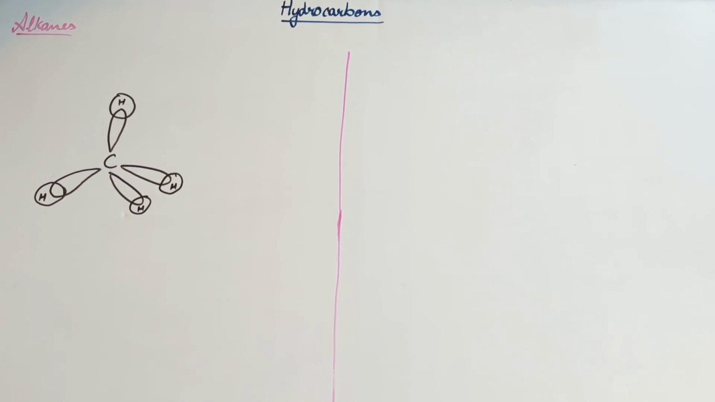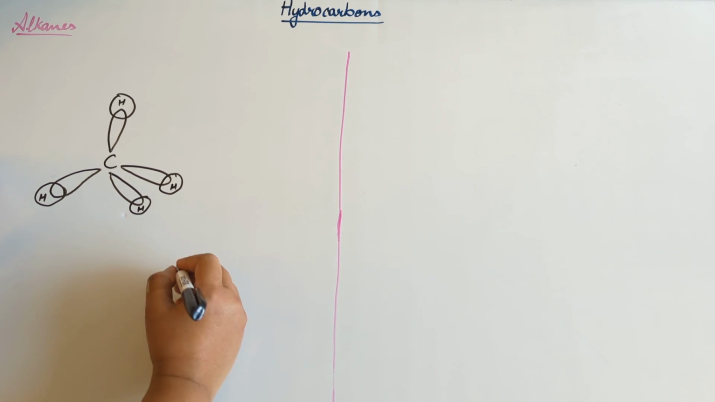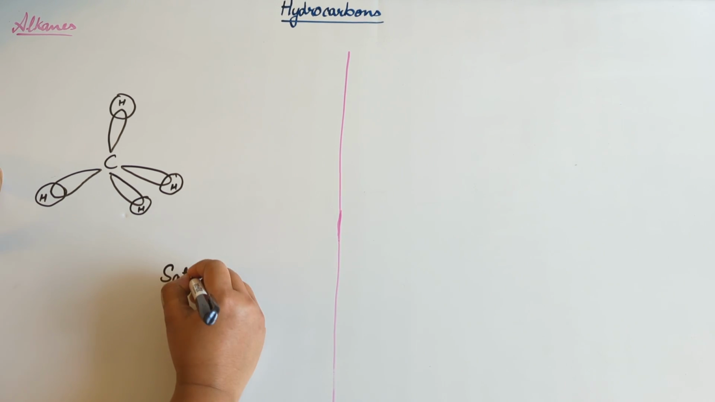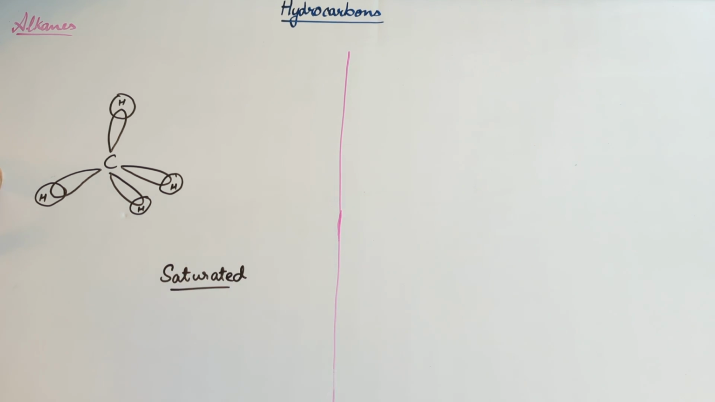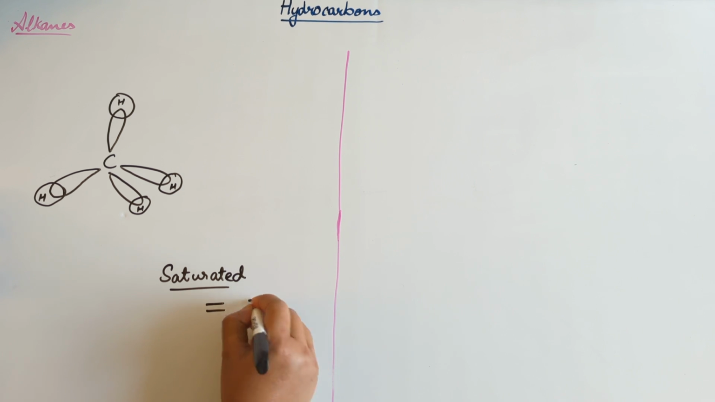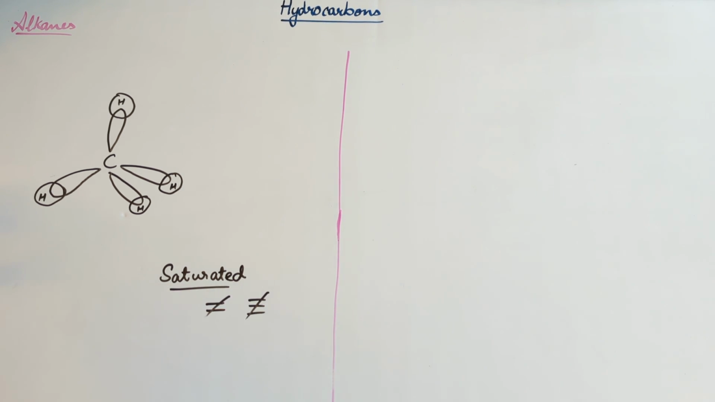So, alkanes. Alkanes are basically an example of a saturated hydrocarbon. Saturated means they do not have double or triple bonds. So they don't have these, right? Alkanes are also called paraffins.